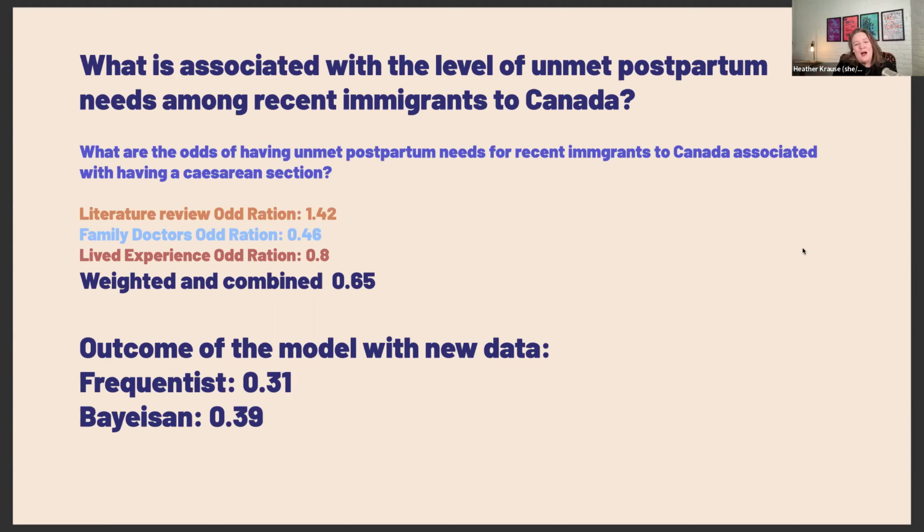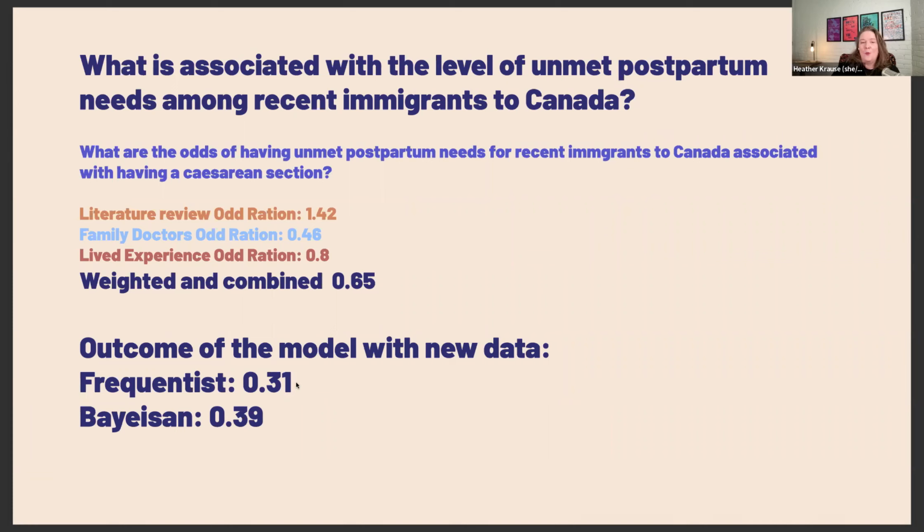We're going to find out how likely it is that you have unmet needs for people who have had a cesarean, for people who haven't. And again, for simplicity, I'm just going to tell you the single odds that they came up with was 0.39. And the reason I'm just going to tell you a single number is that what would really come out of a Bayesian model is a distribution of numbers. So the 0.39 is the most likely number, but there's a lot of other related numbers.